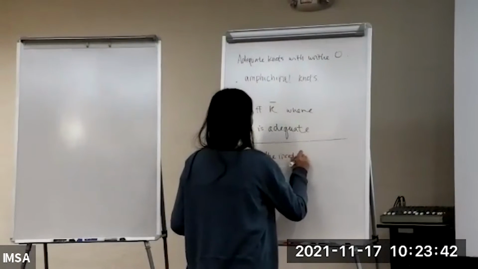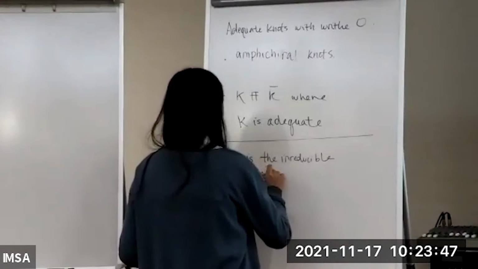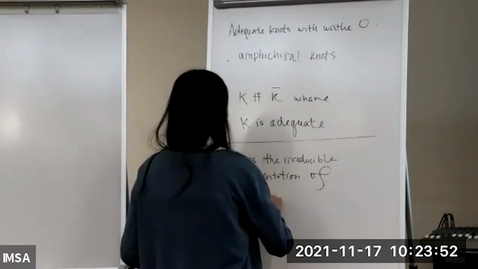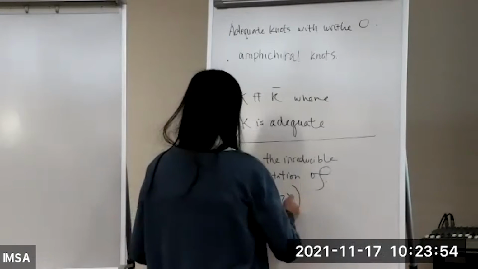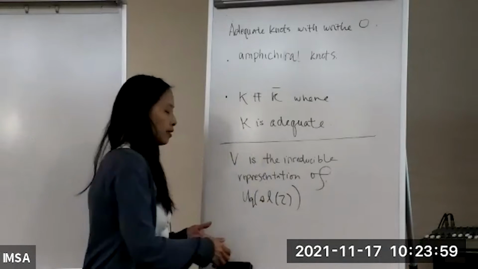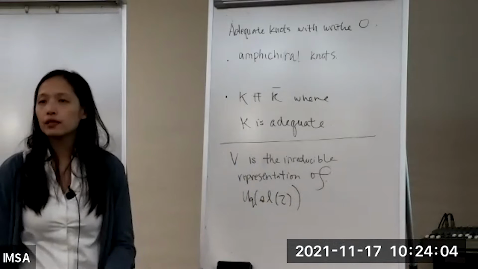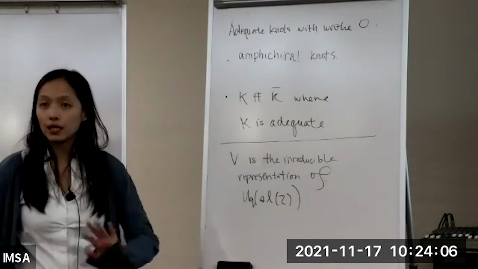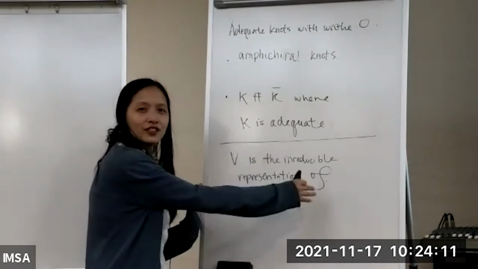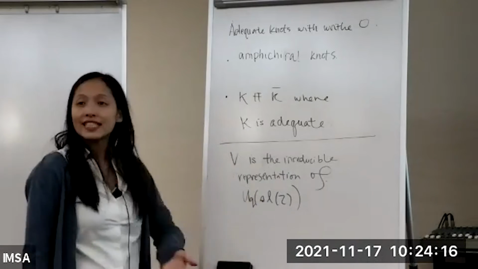B is the irreducible representation of the ribbon Hopf algebra U_q(sl_2). I'm happy to talk about the quantum group stuff after the talk; I'm not going to go into it here. Let's just say there's a miracle: these things exist. There's a ribbon Hopf algebra, and you can talk about its representations.